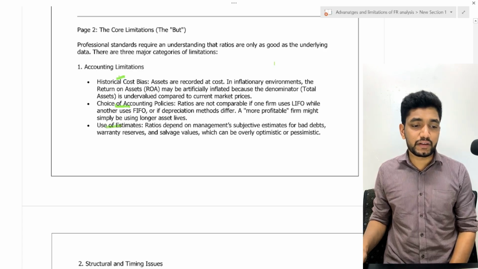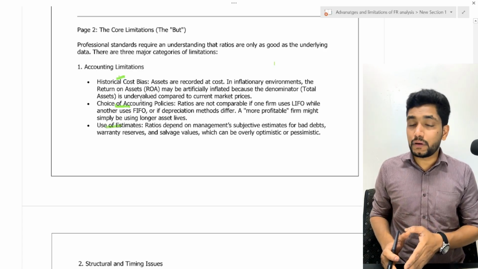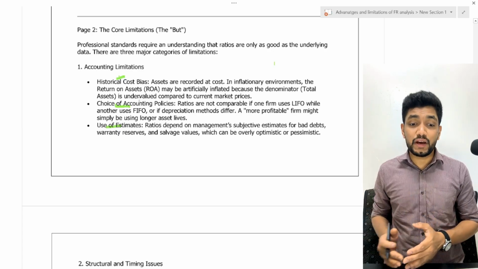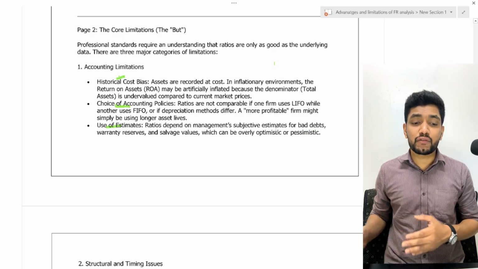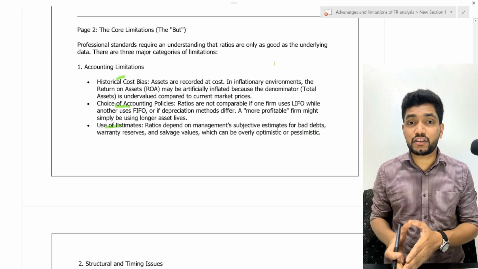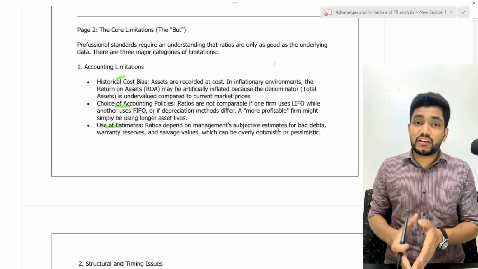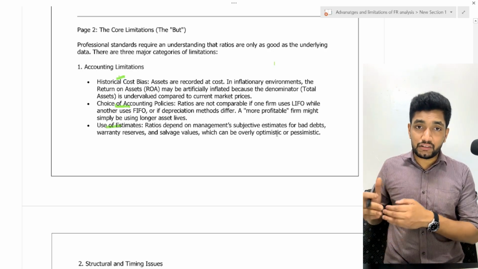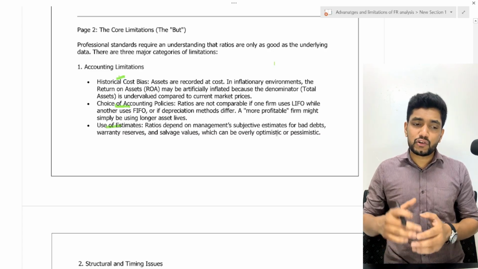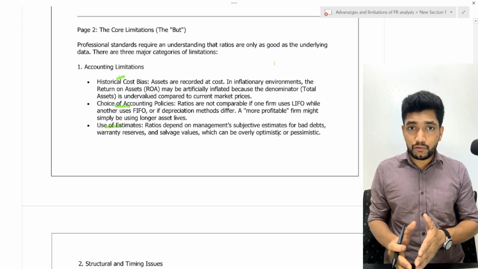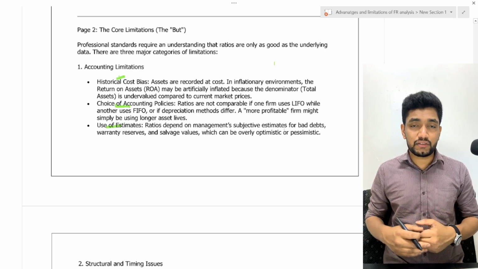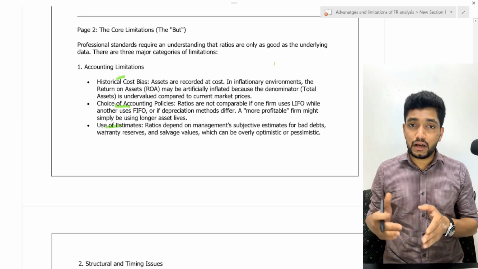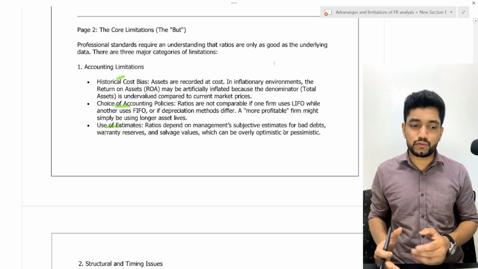Then the use of estimates. In accounting itself, as we know, there are a lot of estimates we are using, like provision for bad debt, warranty reserve, salvage value. All these are estimates. So that is an actual limitation for the financial statement analysis itself. If we are depending on the financial statements for financial ratio analysis, this limitation can affect the reliability of financial ratios as well.